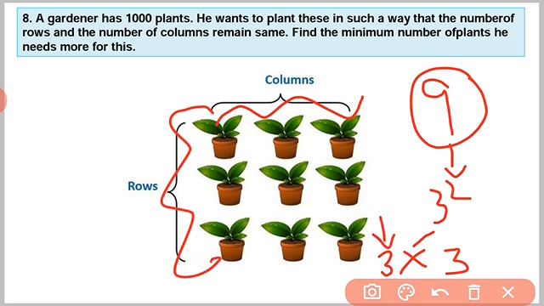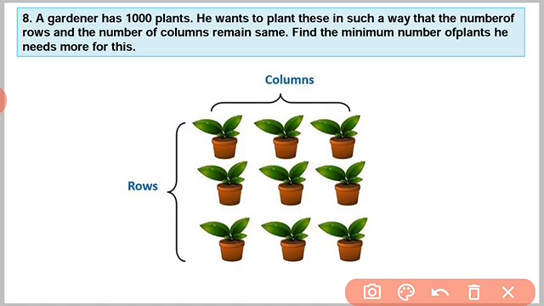So this can be taken as number of columns, and this can be taken as number of rows, or vice versa. So we can say that total number of plants is equal to number of rows multiply number of columns, or number of columns multiply number of rows.